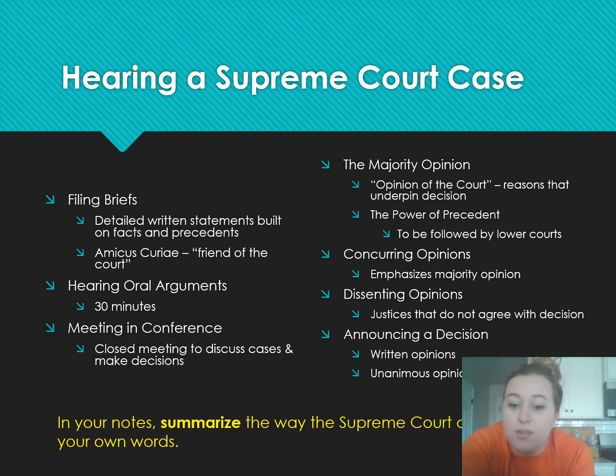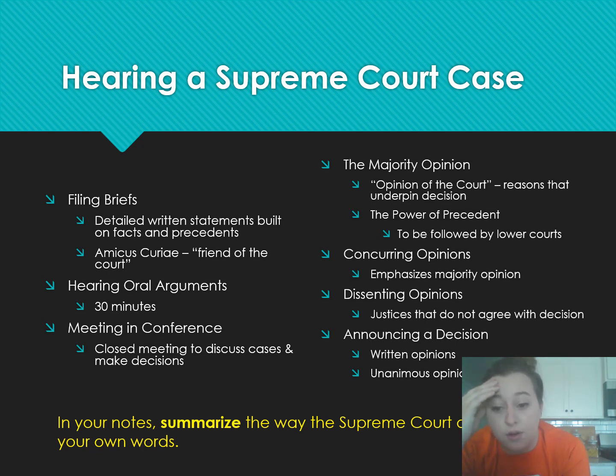The one that's important and that becomes like precedent for future courts is the majority opinion. That's the opinion of the court. They cite all the reasons that underpin the decision that they made. And the majority opinion is to be followed by all lower courts. So we can't have discrepancies between judicial circuits. They need to follow the Supreme Court precedent.